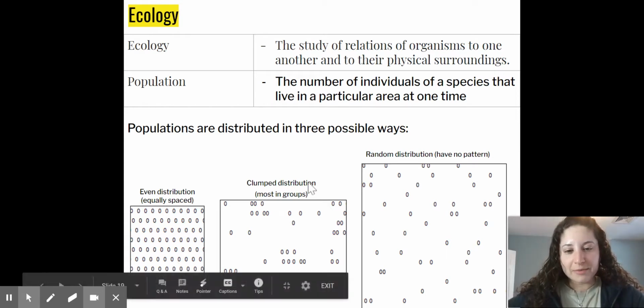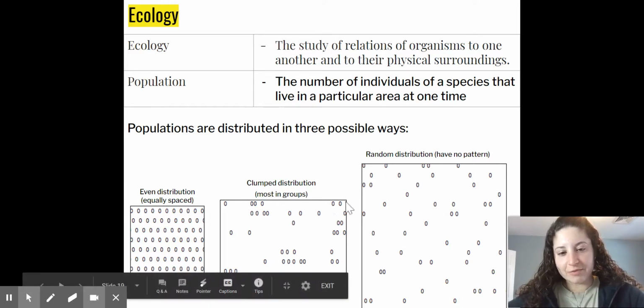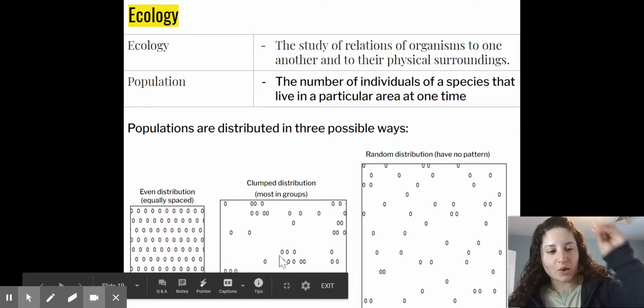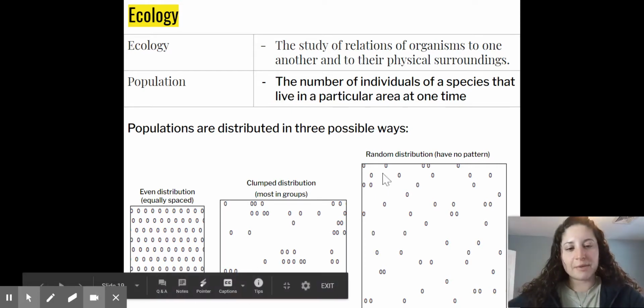You can have clumped distribution, and this is what you see in most groups. So this might be like if you went to a party or social gathering, you'll have like little groups or little cliques of people talking and chatting to one another. And so they're still within a space, but it's just like one clump here, one clump there, etc. And the last type of distribution is random. So there's really no pattern going on.